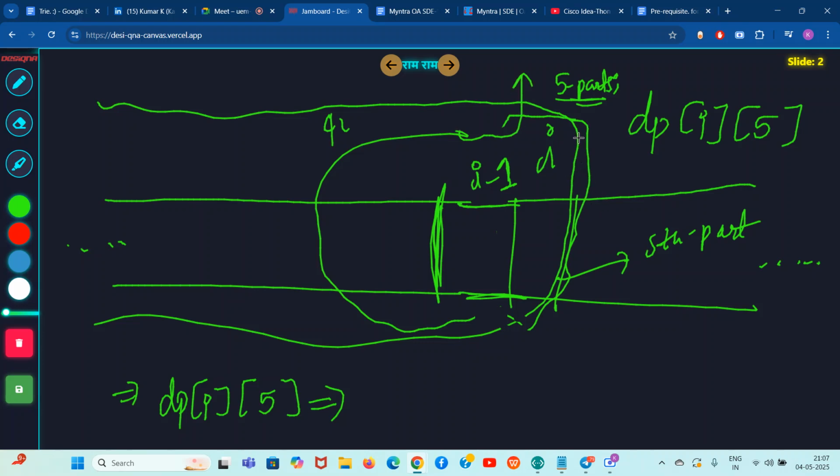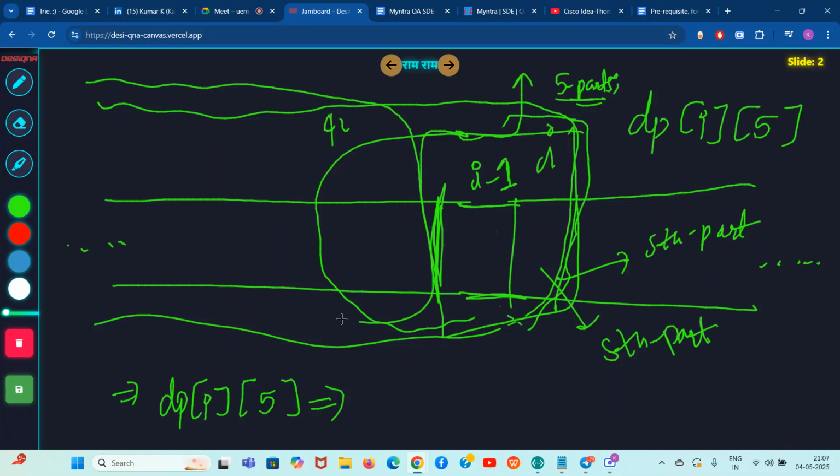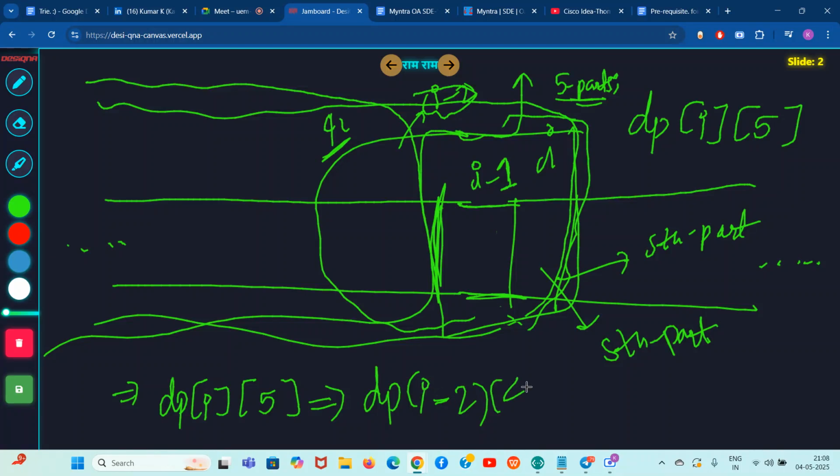Guys, what if this is my fifth part? And all the things till I minus 2, you are dividing those things in 4 parts. So what will be the answer? dp[I minus 2][4], because all the elements till I minus 2 you divided in 4 parts.